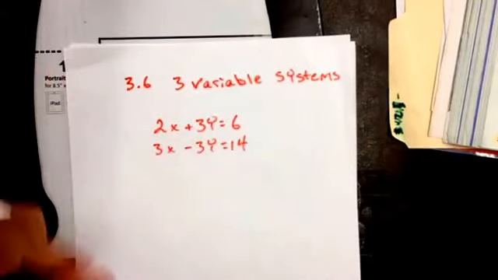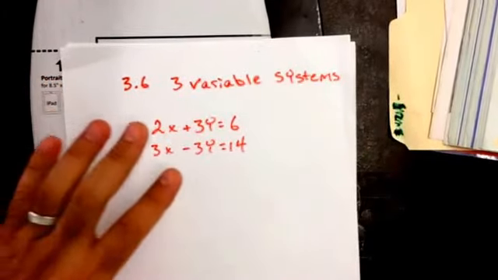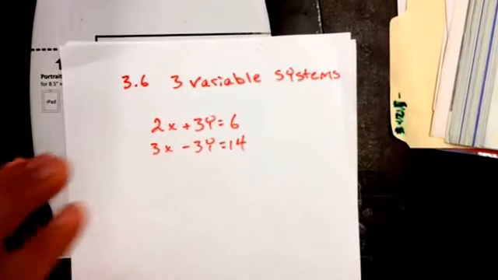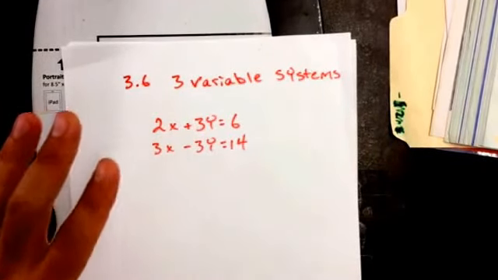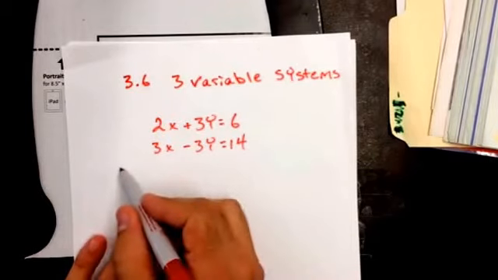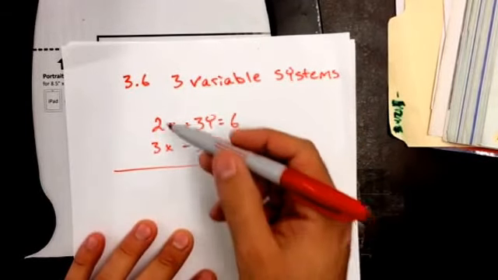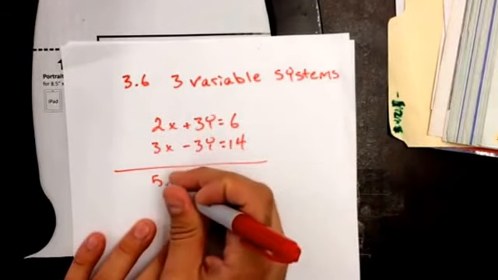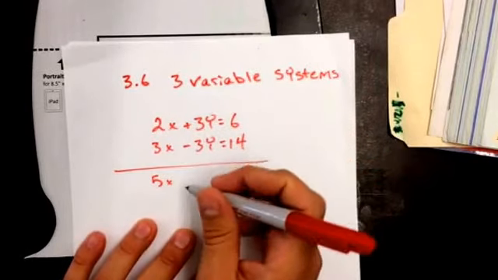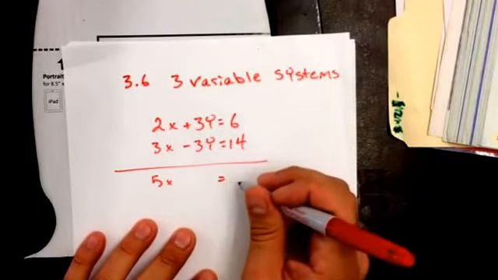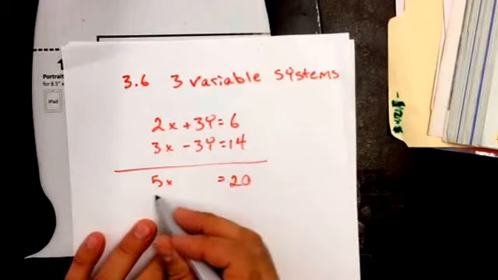If you notice, there's only two variables here. We're going to use elimination. It's going to be very similar to this, but there's going to be more steps. So what's going to happen on the ones today, I'll do this one really fast. You're going to add down. So 2x plus 3x is 5x. 3y plus negative 3y is 0. 6 plus 14 is 20. Divide by 5.